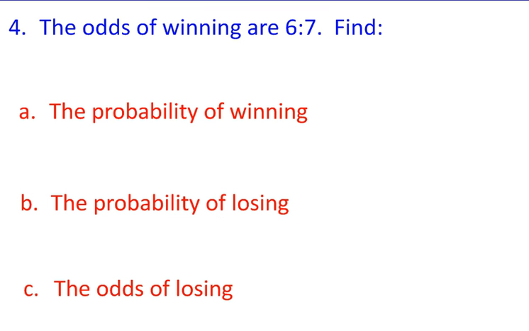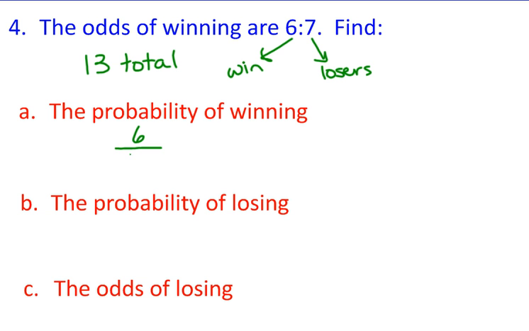The odds of winning are 6 to 7. Fine. So this is the number of winners, and this is the chance of losers. So number of successes to failures. Winners, losers. So the probability of winning, I have 6 chances to win out of how many total? Well, my total here is 13, 6 plus 7. So when I'm talking probability, I'm going to go number of wins over the total.